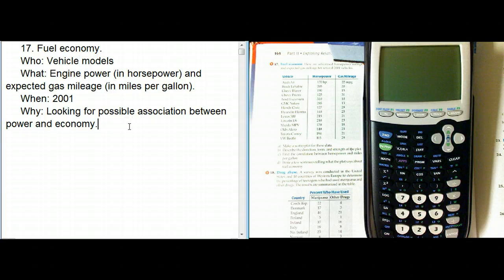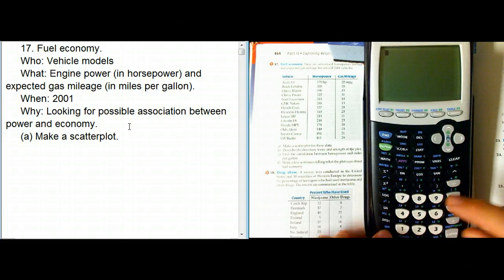So what they ask specifically is the first thing you should always do: make a scatter plot. Whenever you're looking at two quantitative variables, we want to make a scatter plot. So I did set that up on the calculator already here.